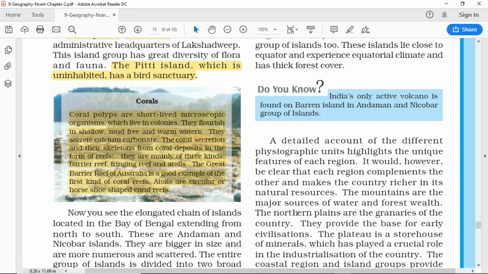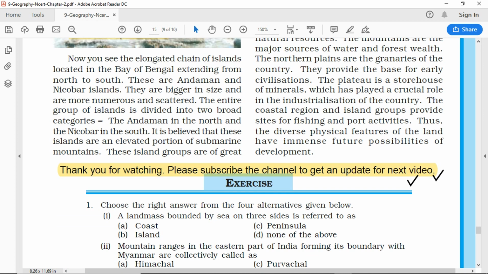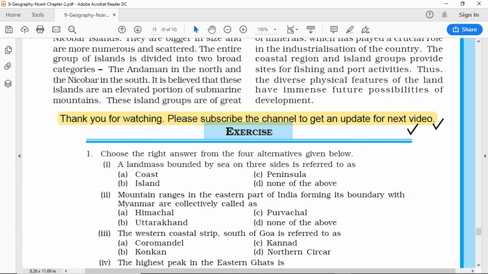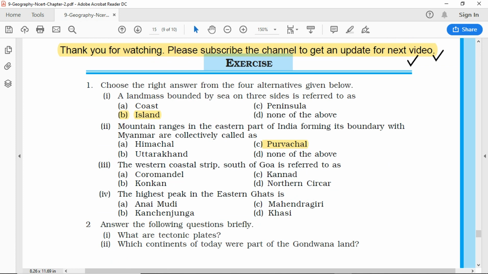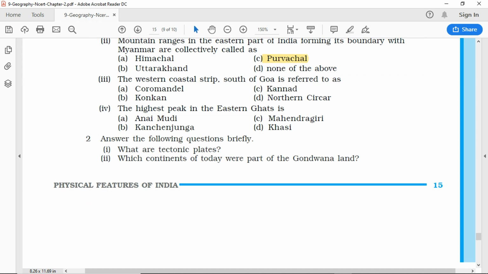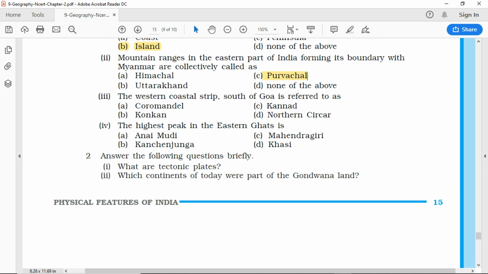1. Choose the right answer from the four alternatives given below. I. A landmass bounded by sea on three sides is referred to as A. Coast, B. Island, C. Peninsula, D. None of the above. 2. Mountain ranges in the eastern part of India forming its boundary with Myanmar are collectively called A. Himachal, B. Uttarakhand, C. Purvachal, D. None of the above. 3. The western coastal strip, south of Goa is referred to as A. Coromandel, B. Konkan, C. Kannada, D. Northern Sarkar. 4. The highest peak in the Eastern Ghats is A. Anamudi, B. Kanchenjunga, C. Mahendragiri, D. Kasai. Answer the following questions briefly. I. What are tectonic plates? 2. Which continents of today were part of the Gondwana land?